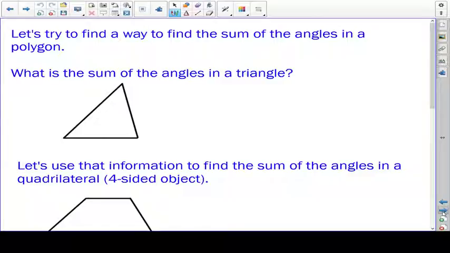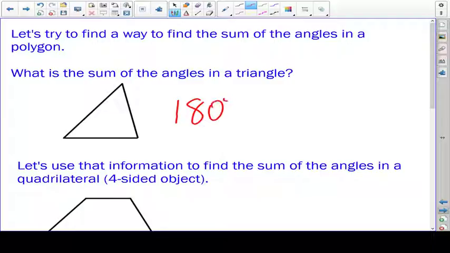What about the sum of the angles in a polygon? So if we take a look at a triangle, what do the angles add up to in a triangle? What do they add up to? Well, any triangle, no matter how you draw it, what do the angles add up to? Well, the answer is 180 degrees. Any triangle, angles add up to 180 degrees.